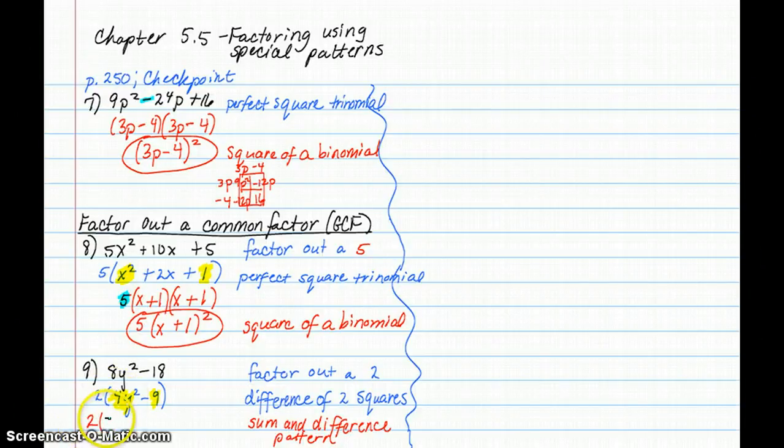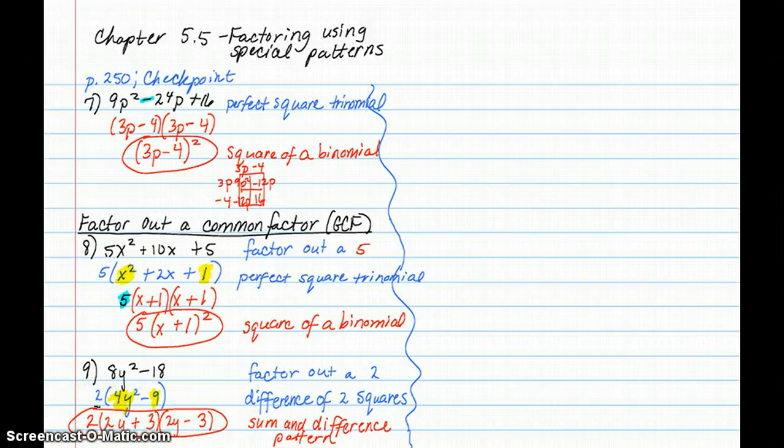And the square root of 4 is 2. The square root of y squared is y. And the square root of 9 is 3. Now this is a difference of 2 squares, which will come out to be a sum and difference pattern. So we are going to have the exact same thing, one with a plus, one with a minus. So 2y plus 3 and 2y minus 3. That's going to be your final answer right there.